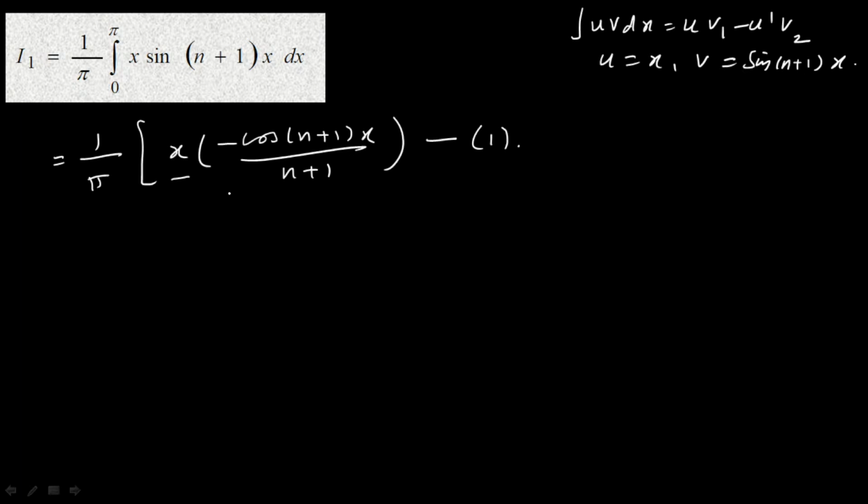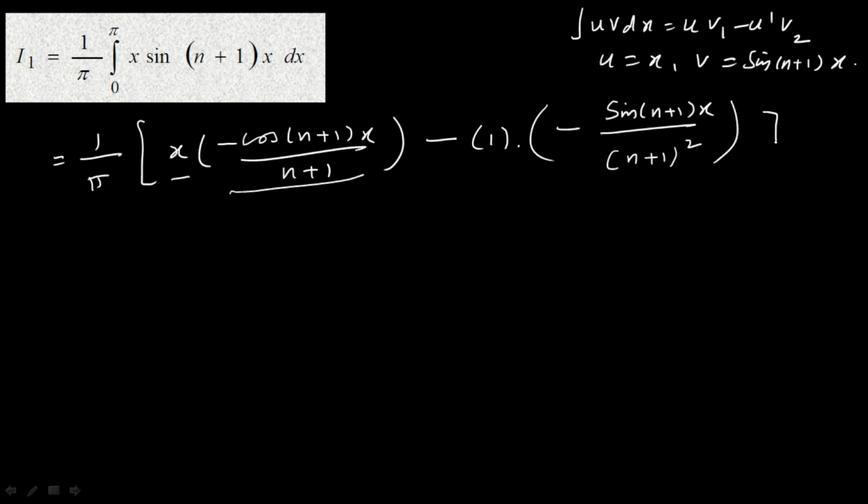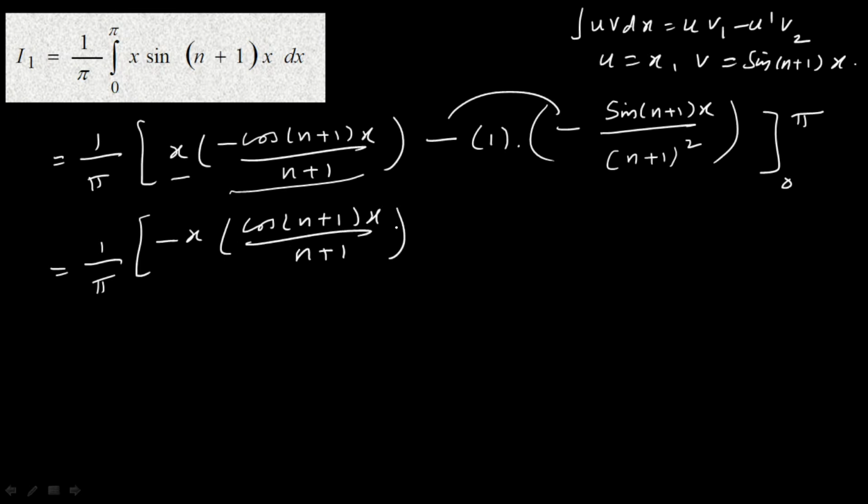And this is your v1. Again you have to integrate. Minus, with 1 divided by (n plus 1) common, integrating cos (n plus 1)x gives sin (n plus 1)x, and the denominator already has (n plus 1), so now you have one more (n plus 1), which becomes (n plus 1) whole square, with the limit from 0 to pi. That's all, so let me simplify. Take the minus to the front: minus x cos (n plus 1)x divided by (n plus 1). Here the two minuses become plus sin (n plus 1)x divided by (n plus 1) whole square, with the limit from 0 to pi.